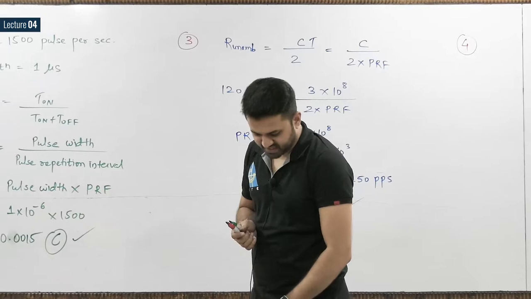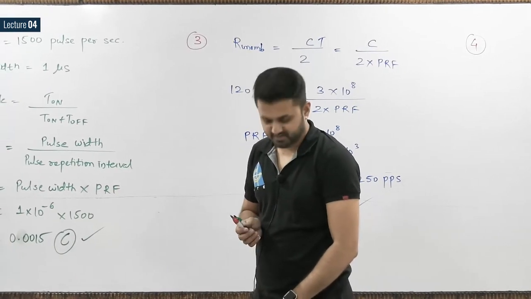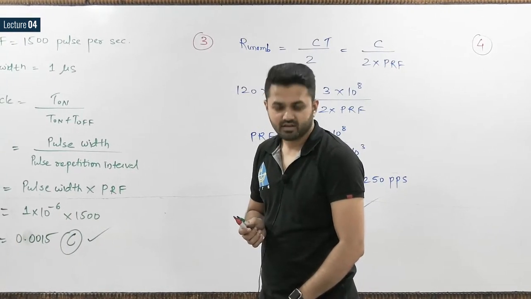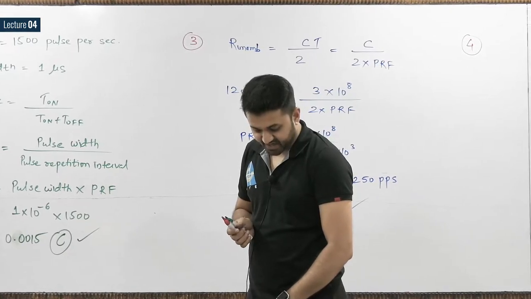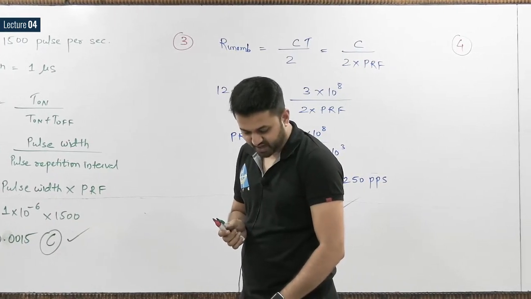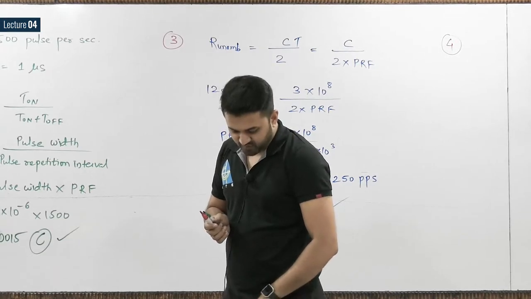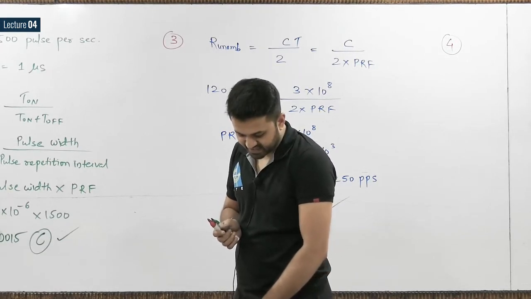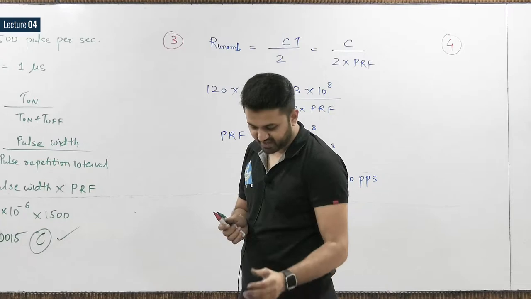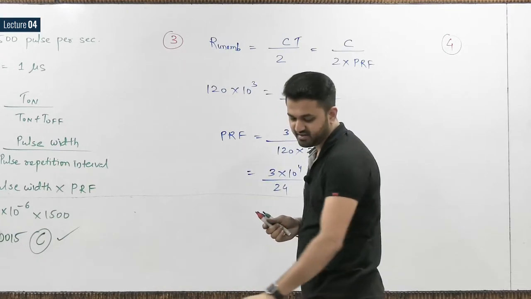Now next is question number 4. The maximum range of a monostatic radar is R. If a target having a radar cross section of 10 meter square is at distance R by 2, what should be the target cross section at distance 3R by 2 for an equal signal strength at the radar?